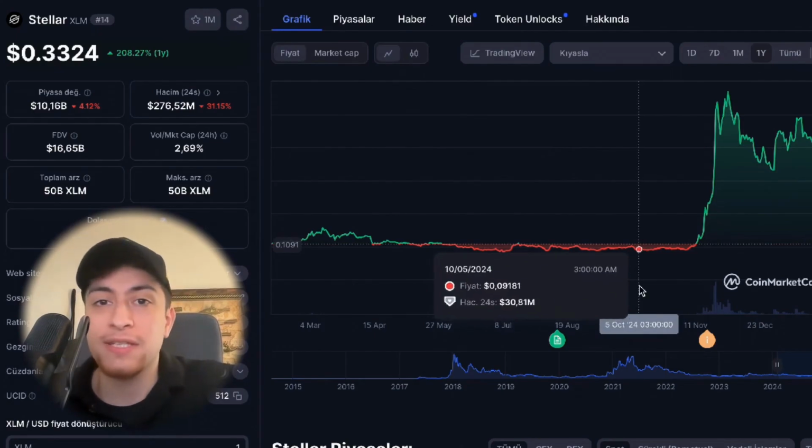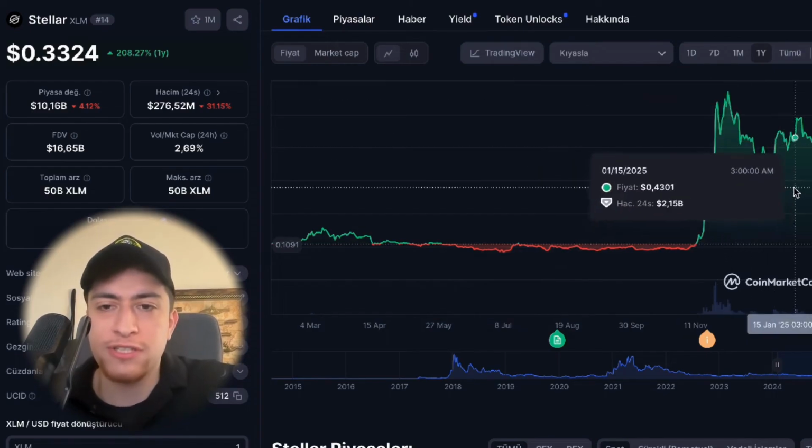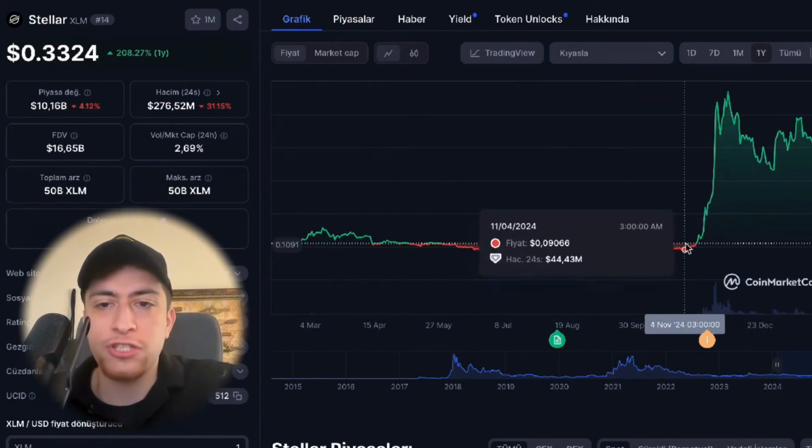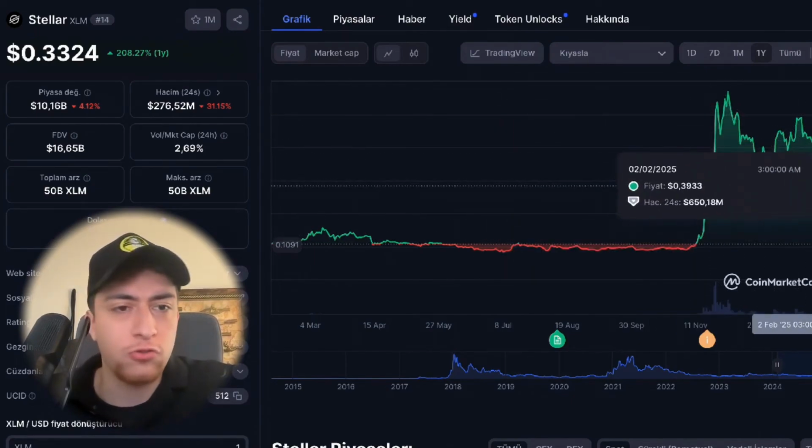We can say it's about international or cross-border payments. Technically, there isn't as good a picture as Ripple. Of course, we can say there is a downward trend. Still, you can see its change over the last few months. It increased fivefold, then of course it dropped a bit.